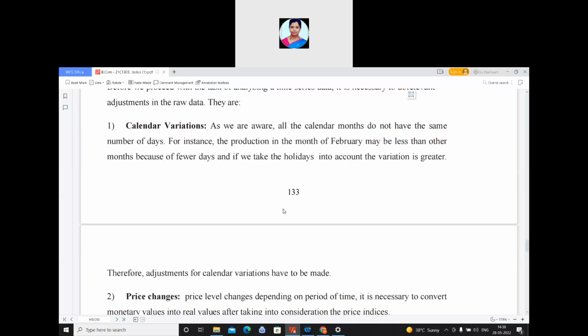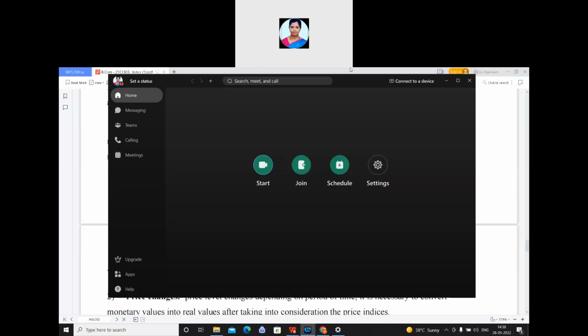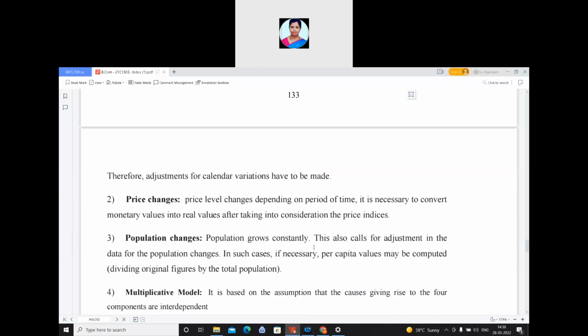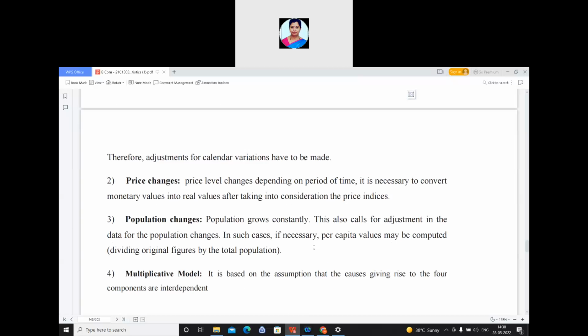So the next one is price changes. The price level changes depending on the period of time. It is necessary to convert the monetary values into real values after taking into consideration the price indices.